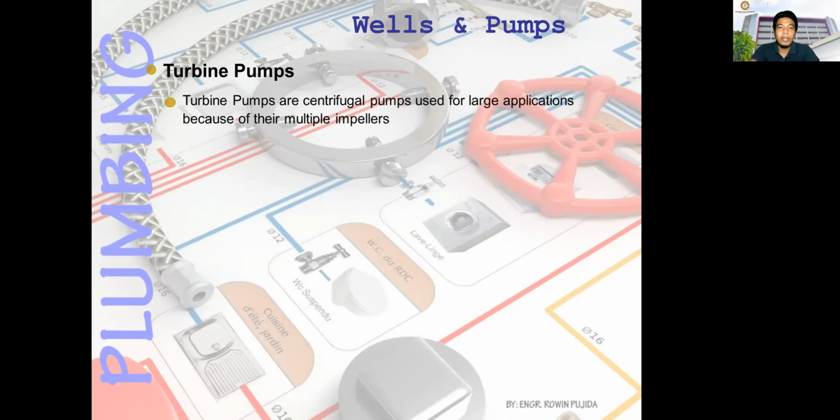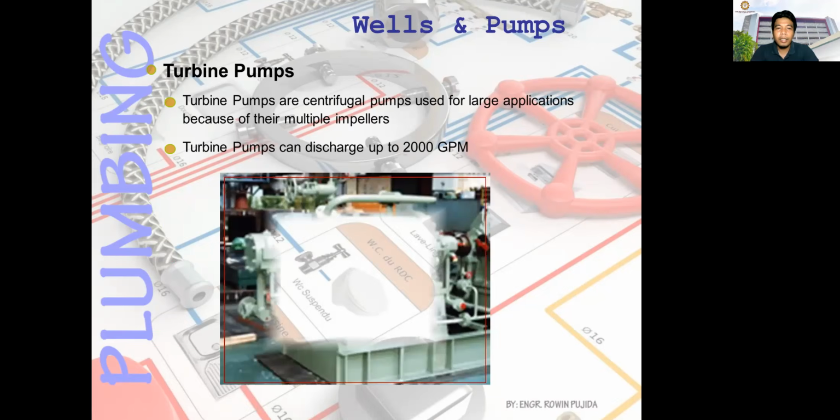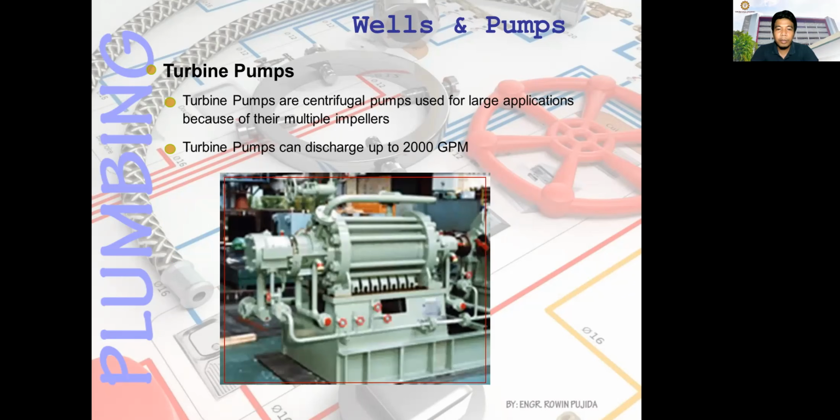Next are turbine pumps. These are centrifugal pumps used for large applications because of their multiple impellers. Turbine pumps can discharge up to 2,000 GPM, gallons per minute. This is a turbine pump.